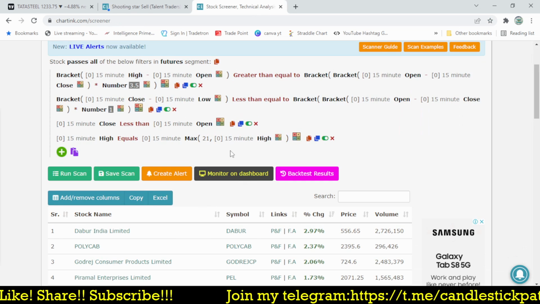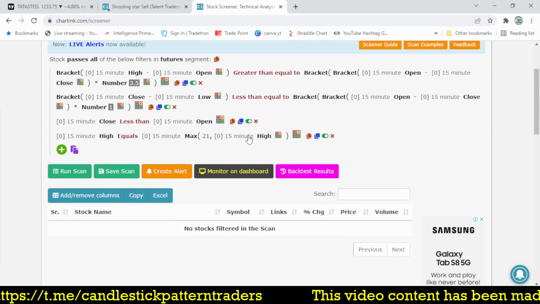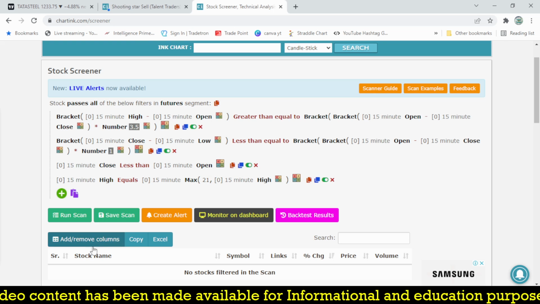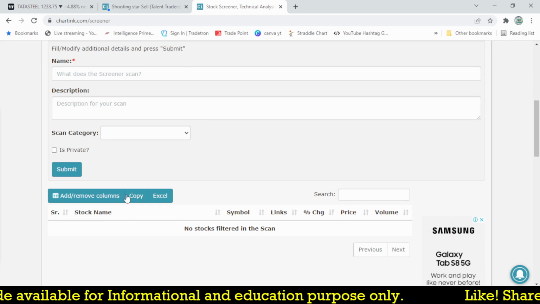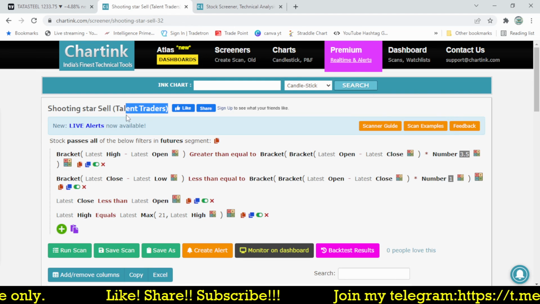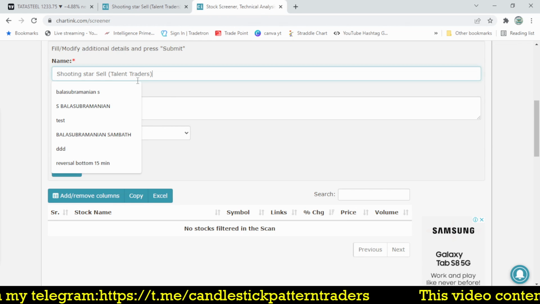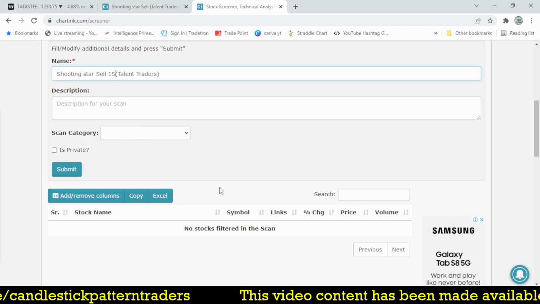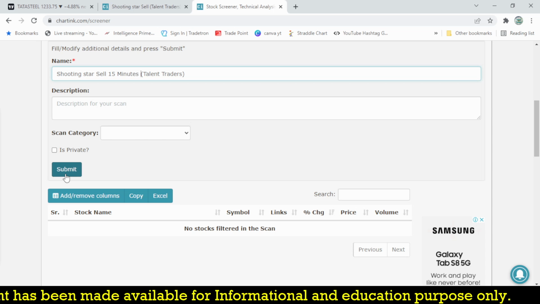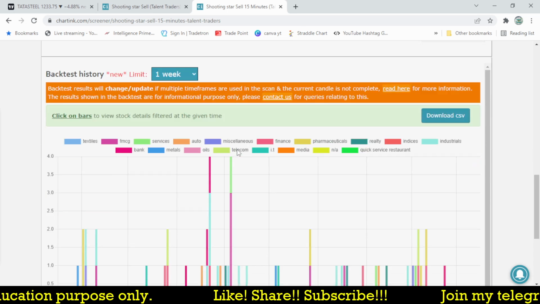Let me see how many stocks are filtered by this scanner if I use that. I'm going to save the scanner first, because we already copied it from the previous one, so that will work perfectly, no problem. So we will save the scan. We already have the scan. Shooting star, we will use the same name to find it easily, but we use a 15 minute timeframe. Right, I'm going to submit it. So let me try it out. How many stocks did we get?